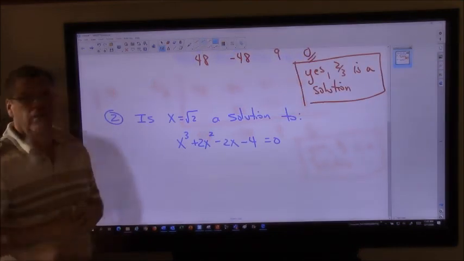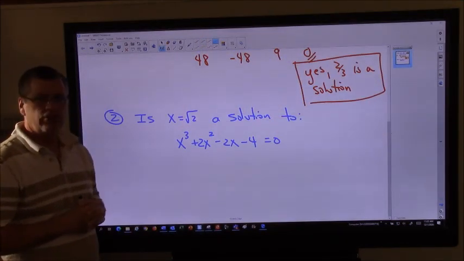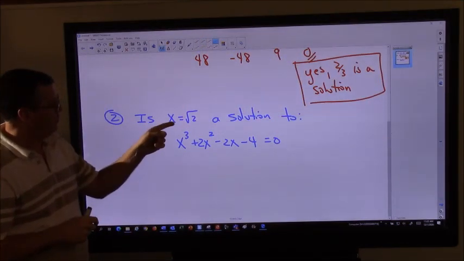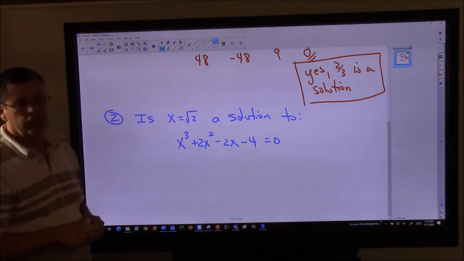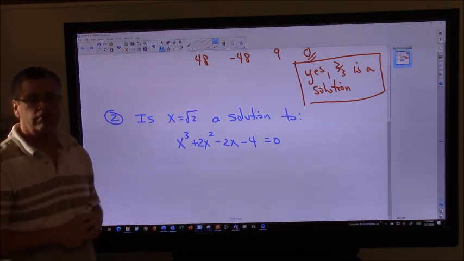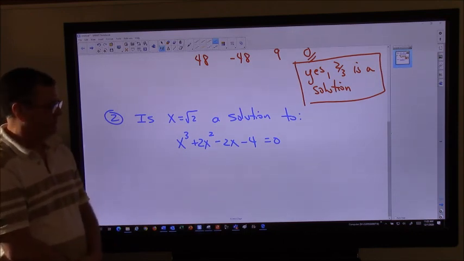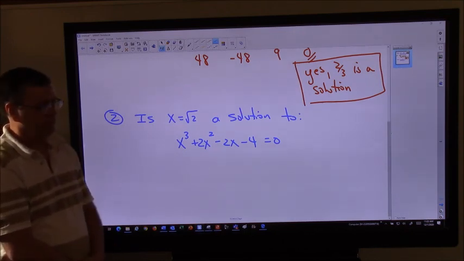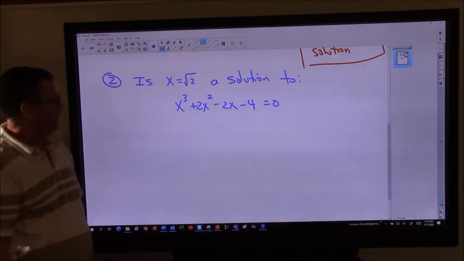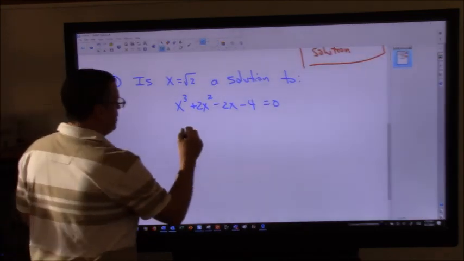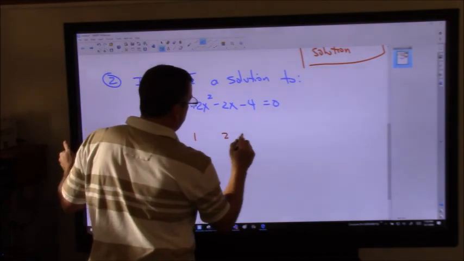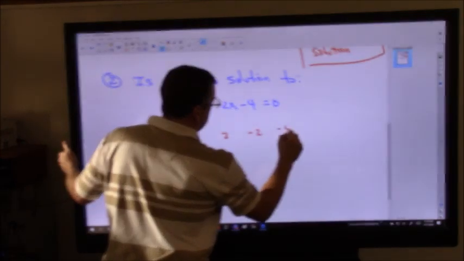Okay, let's try another one. All right, so here's a problem that's similar to the last one. Is x equals the square root of 2 a solution to this equation? You guys go ahead and try it. All right, so again, I'll set up my synthetic division. 1, 2, -2, -4.